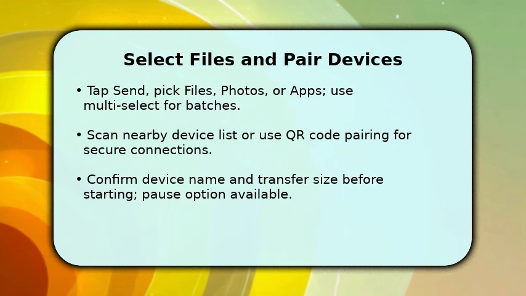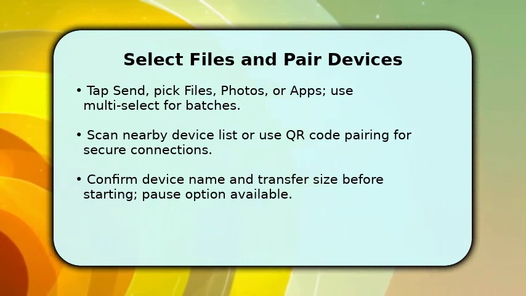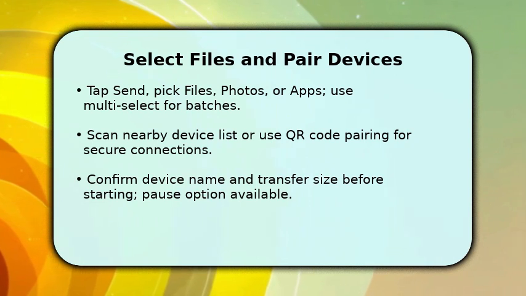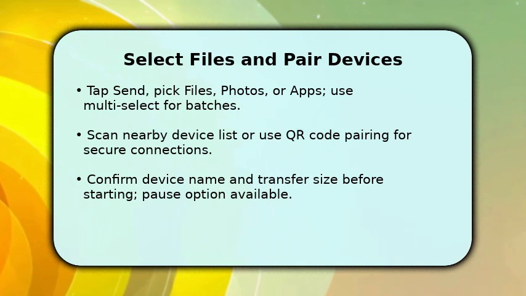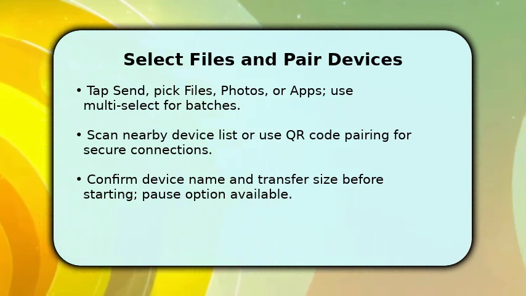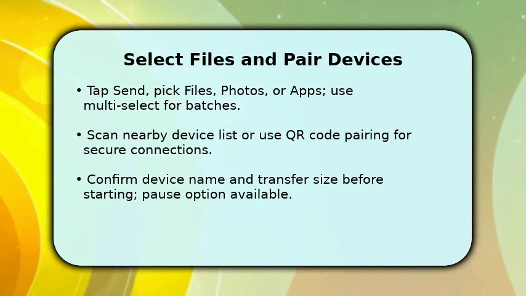After selection, scan the nearby devices list or have the receiver show their QR code. QR pairing is faster and prevents accidental connections. Confirm the receiving device name and the total transfer size so you know bandwidth and time expectations.